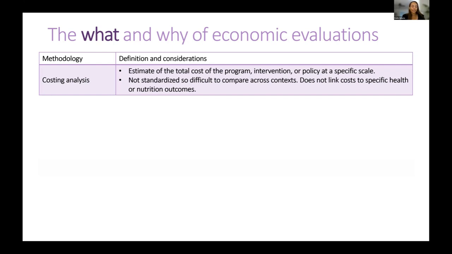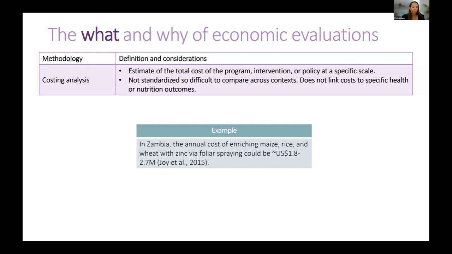But as I said, it does form the basis of any economic analysis, and therefore, a really high quality economic analysis depends on a rigorous estimate of the total cost of an intervention. As an example of the result of a cost analysis, an ex-ante study estimated that the cost of enriching maize, rice, and wheat with zinc via foliar spraying in Zambia would be somewhere around $1.8 to $2.7 million per year.